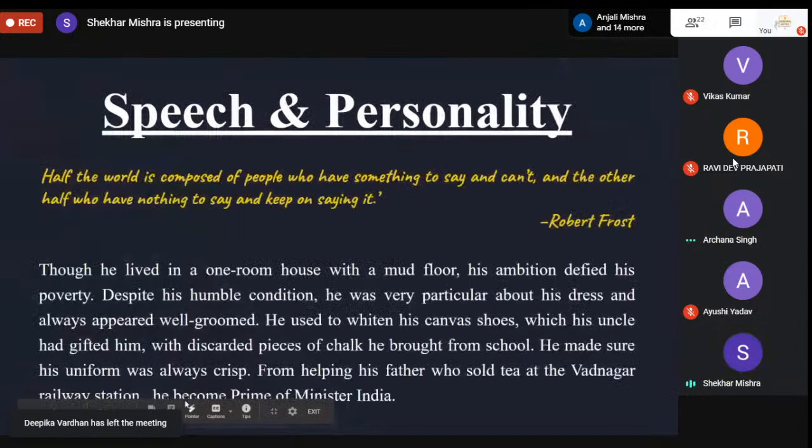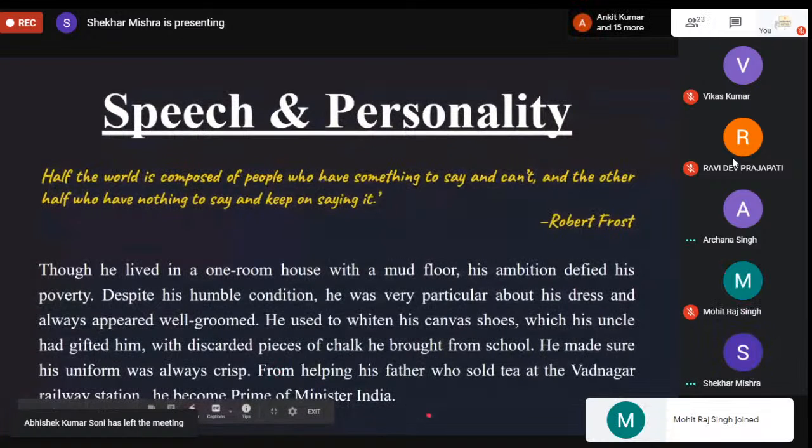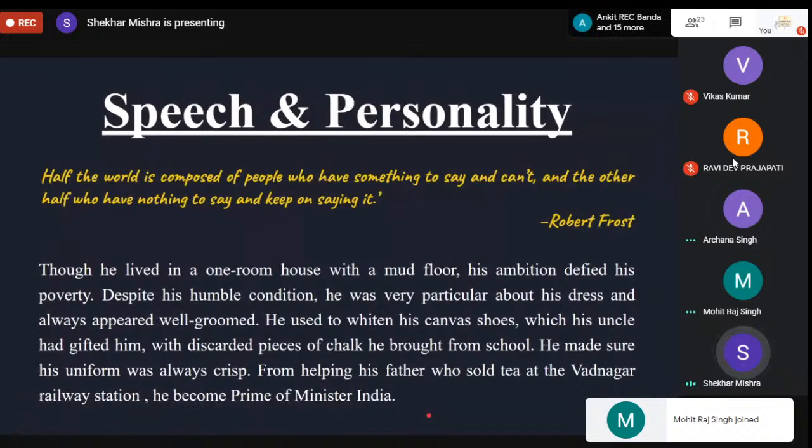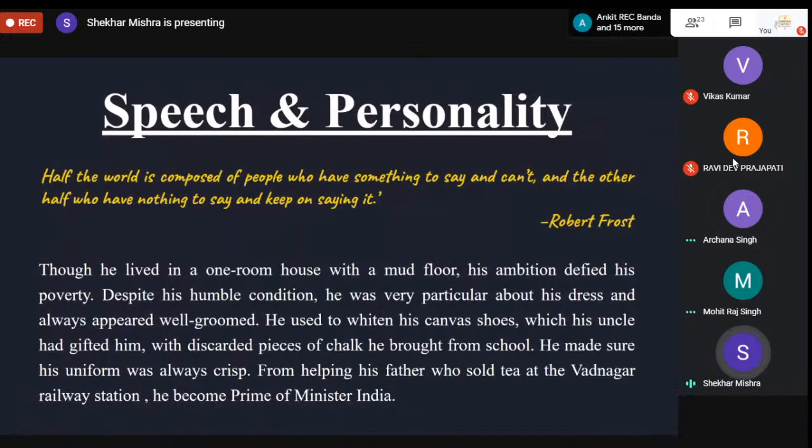Let's go with it. First of all, I have started with an anecdote. Robert Frost has said, half the world is composed of people who have something to say and can't, and the other half who have nothing to say and keep on saying it. Now the anecdote: though he lived in a one-room house with a mud floor, his ambition defied his poverty. Despite his humble condition, he was very particular about his dress and always appeared well-groomed. He used to whiten his canvas suits, which his uncle had gifted him, with discarded pieces of chalk he bought from school. He made sure his uniform was always crisp.